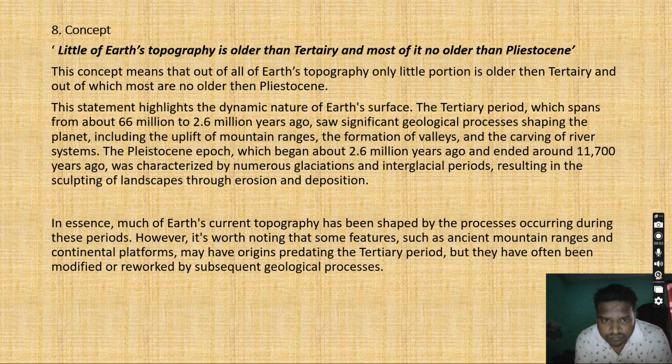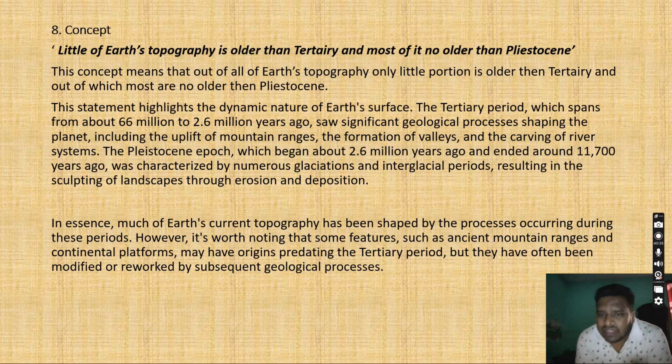The Tertiary period, which spans from 66 million years to 2.6 million years ago, had a lot of geological processes that shaped the planet, that is, uplifting of mountains, formation of valleys, carving of river systems. The Pleistocene epoch began around 2.6 million years ago and ended around 11,700 years ago. The Pleistocene epoch was characterized by numerous glaciation and interglaciation periods.